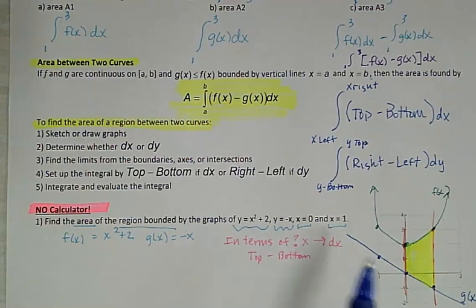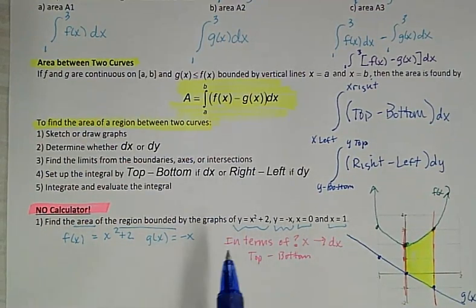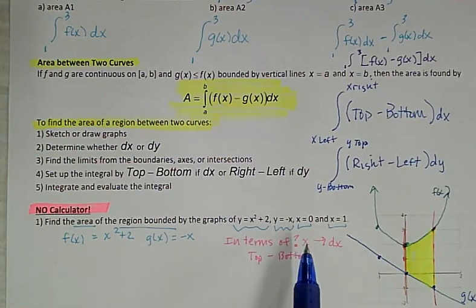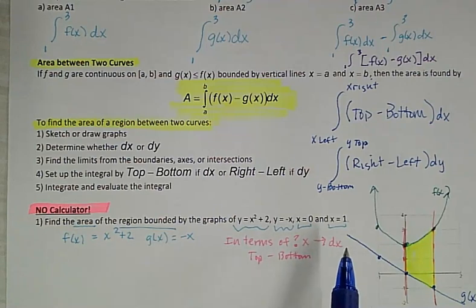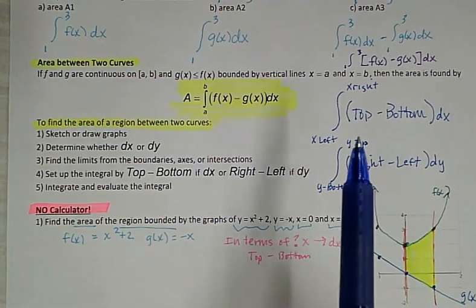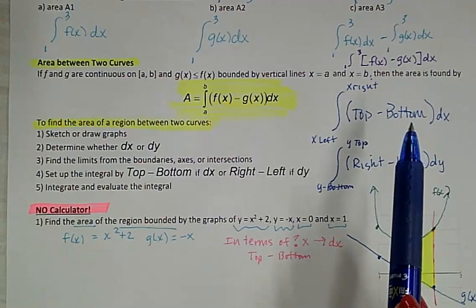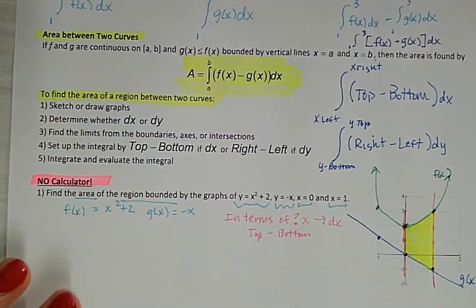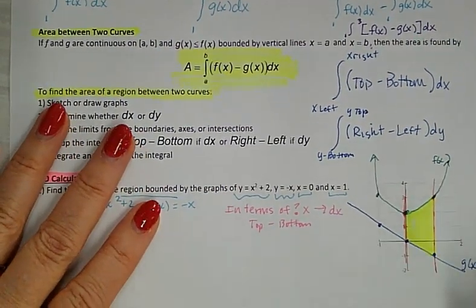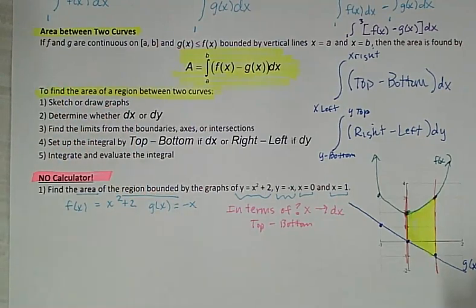Okay, so that's why I start out when I'm working my problem asking myself these questions. It's in terms of what? And it's x, so it's in terms of x, which means it's going to be a dx situation, which means since it's a dx situation, then I'm going to be doing top minus bottom.